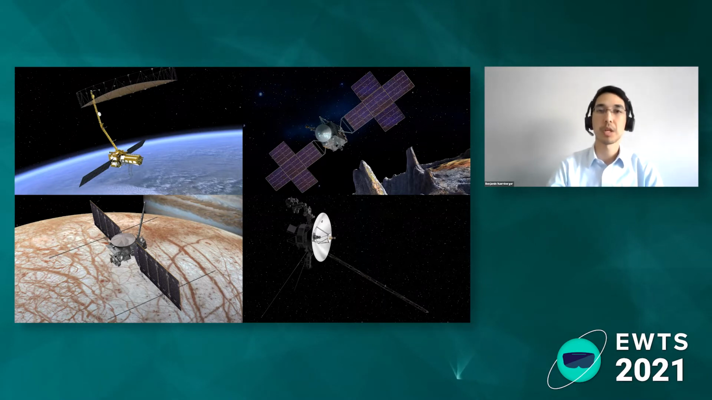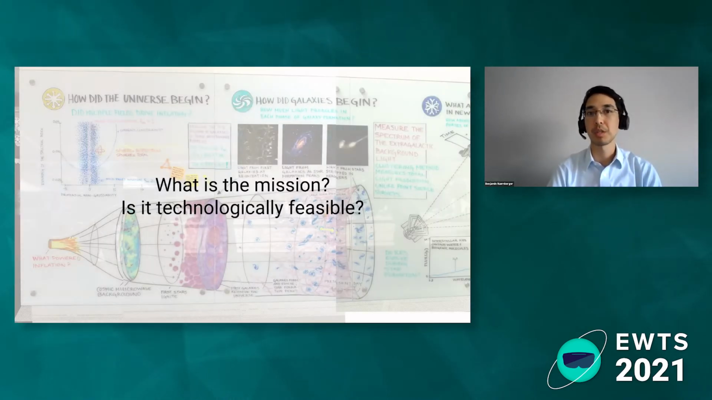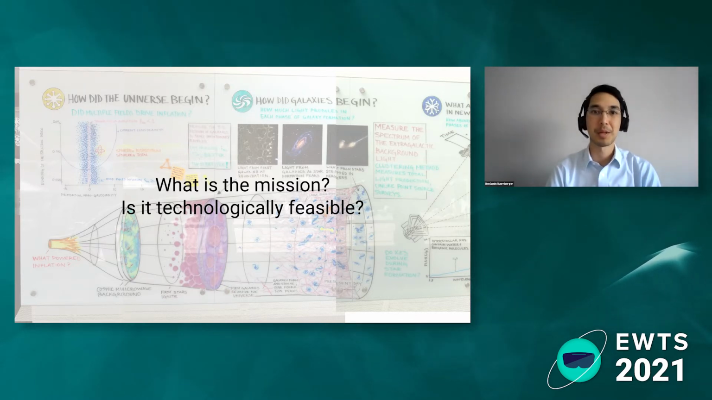And you might be asking yourself, well, how do these missions get formulated and how do they begin? And basically, a group of people come together and ask, what is the mission? What are the scientific objectives and questions that we want to ask? In the back of the slide, you could see some very fundamental questions, such as how did the universe begin? How did galaxies begin? But not only these scientific questions, but we also need to ask, is this mission technologically feasible? Can we achieve it?